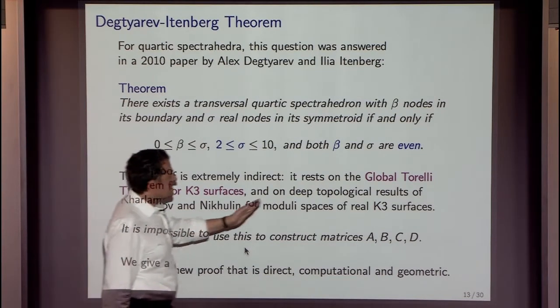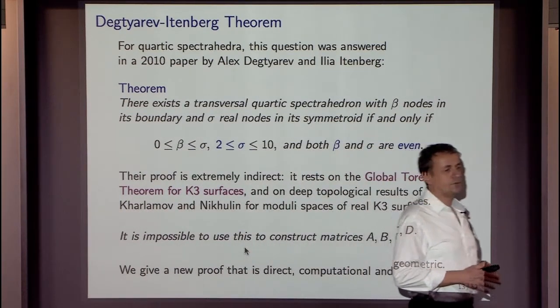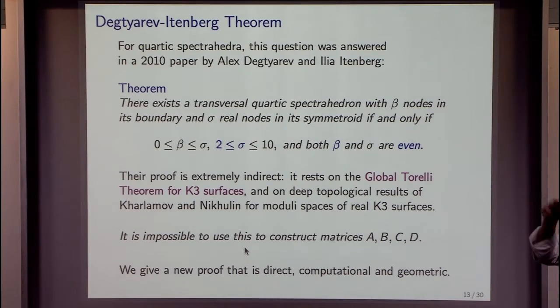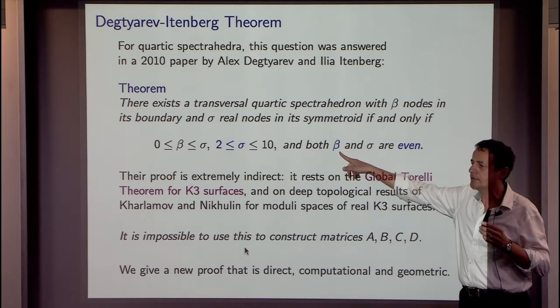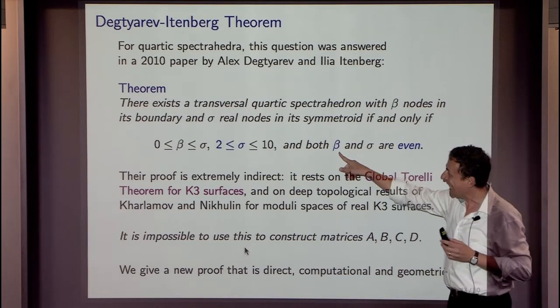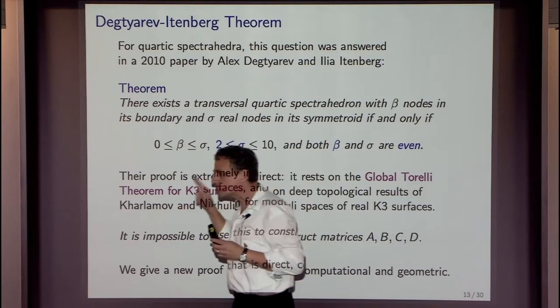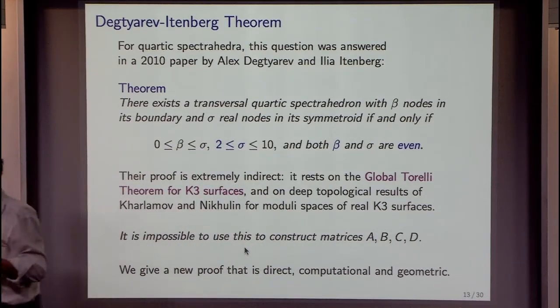Now sigma is even. That's because if you have 10 solutions and then you travel through space, it'd be 8, 6. So the number of real solutions jumps by 2. The non-trivial fact is that beta, the number of nodes on the spectrahedron, is also even, and sigma is at least 2. So on the multichromatic surface, there will be at least 1 real node whenever you have a non-empty spectrahedron. Okay?